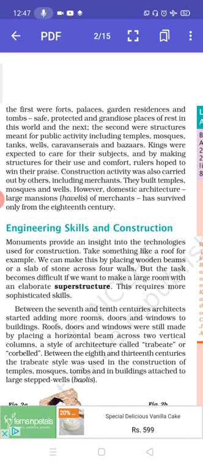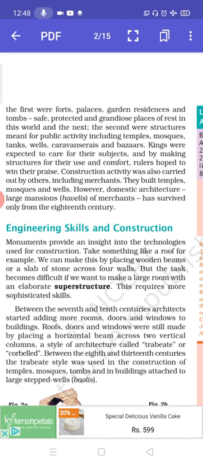Kings were expected to care for their subjects, and by making structures for their use and comfort, rulers hoped to win their praise. Construction activity was also carried out by others, including merchants. They built temples, mosques, and wells. However, domestic architecture, large mansions of merchants, has survived only from the 18th century.